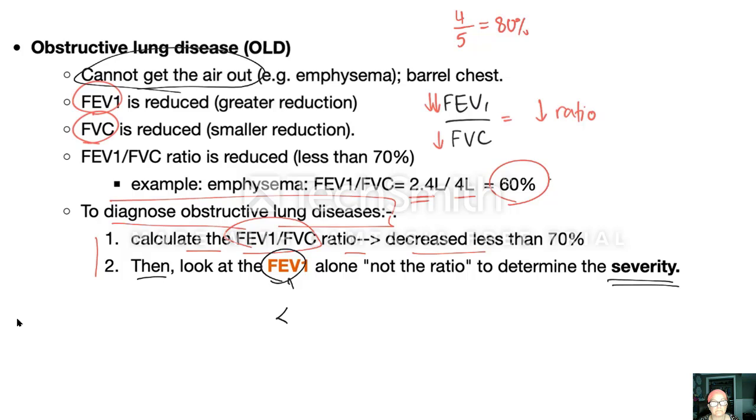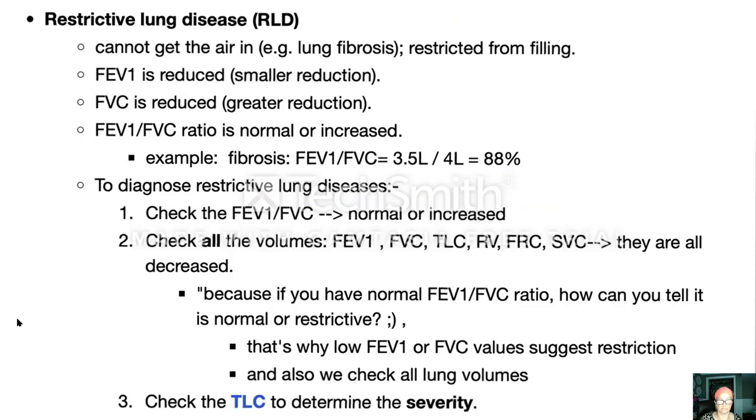So, if patient A has FEV1 of 2.4 liters and patient B has FEV1 of 1.9 liters, which one has a more severe obstructive lung disease? And the answer is patient B. That was obstructive lung disease.